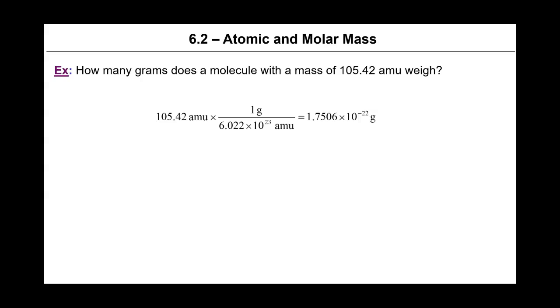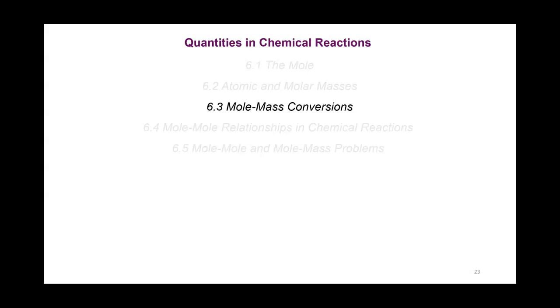So, this question asks, how many grams does a molecule with a mass of 105.42 AMU weigh? And of course, molecules don't weigh many grams, so we're expecting a very small number. So I'm going to take my 105.42 AMU, and I'm going to multiply by the conversion factor that has AMU on the bottom line and grams on the top. And when I do this, AMU will cancel out, leaving only grams, and the answer I get from my calculator is indeed a very, very small number, which is not surprising because we're talking about a single molecule, which is just a small number of atoms. And that concludes section 6.2 concerning atomic and molar masses.